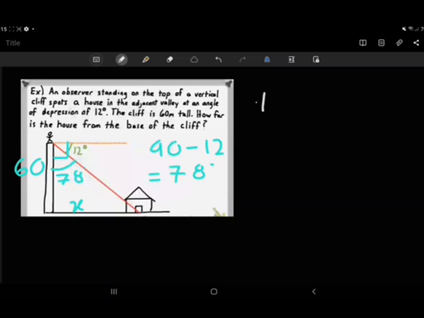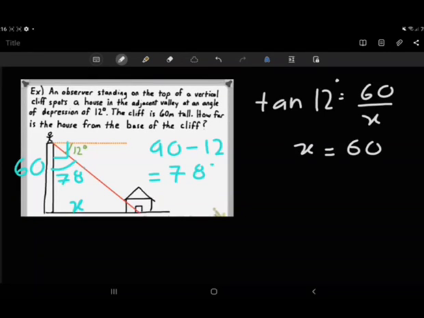Tan of 12 degrees is equal to 60 divided by x. x is equal to 60 divided by tan 12 degrees. So the answer is 282 meters.